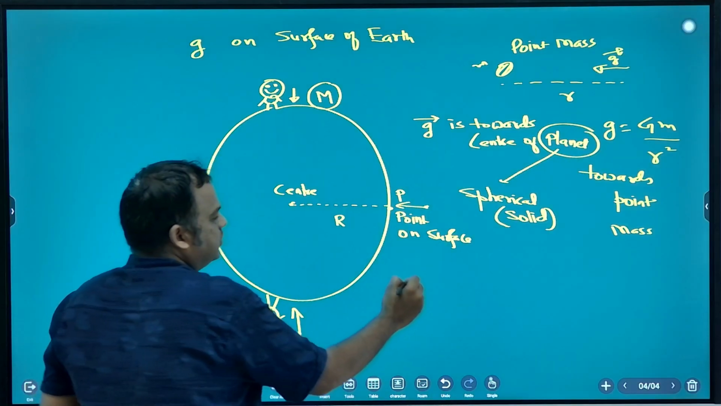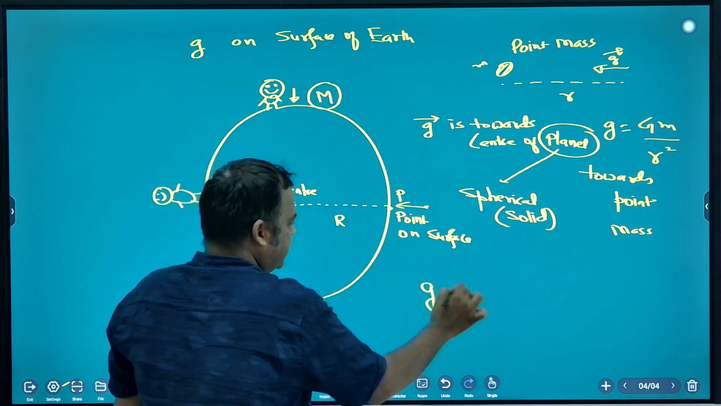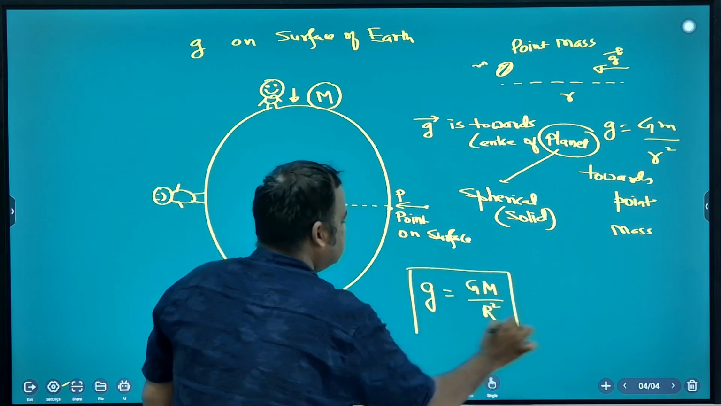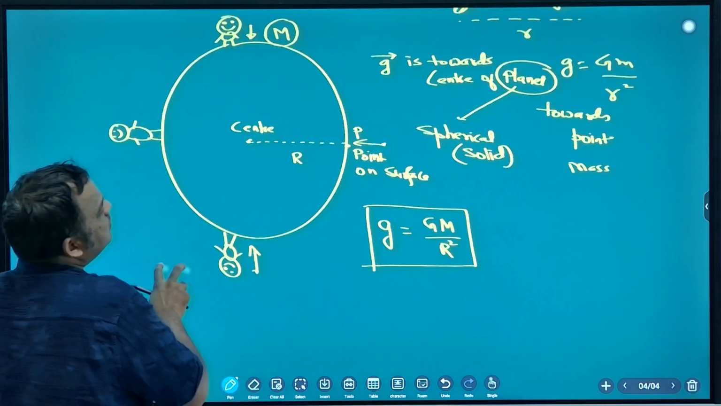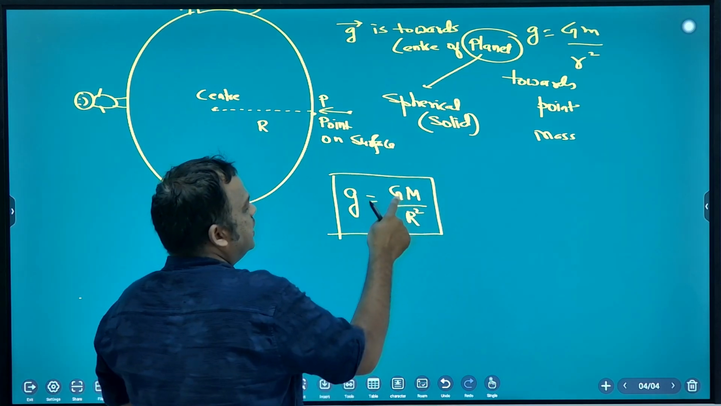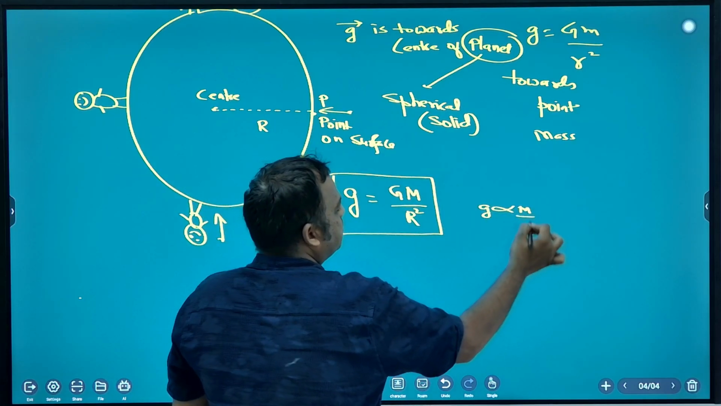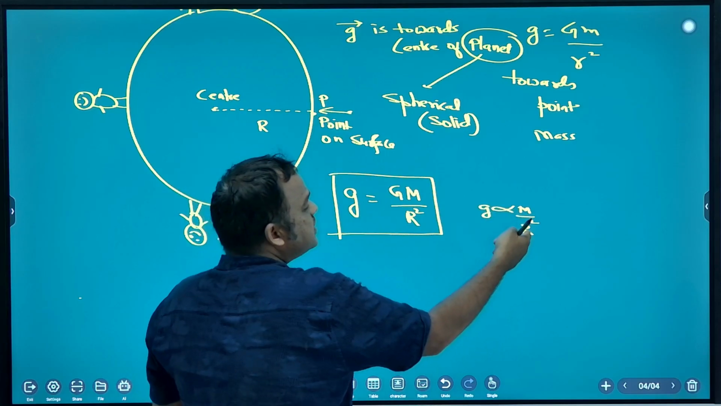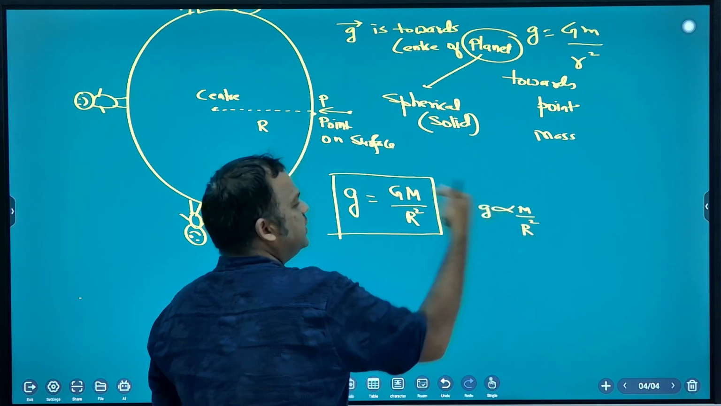So what is the formula? Tell me. For point mass, it is Gm by r square. So note down, gravity on the surface is G capital M by r square. It depends on mass and it depends on radius. So g is directly proportional to mass, inversely proportional to radius. If mass is more, gravity is more. If mass is less, gravity is less. If radius is more, gravity is less. If radius is less, gravity is more.